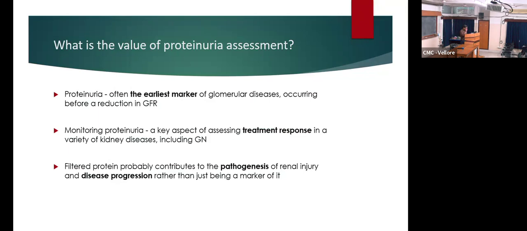Another important aspect of proteinuria is that it tells us the pathogenesis of the renal injury and disease progression. Why does it tell the pathogenesis? Because proteinuria will tell the site of injury also, whether it is podocyte injury, mesangial injury, or GBM injury. So that's why we have to monitor the proteinuria. The quantitation of the proteinuria and its association with the hematuria will vary according to the site of injury. If it is a podocyte, you can see a dominant proteinuria.